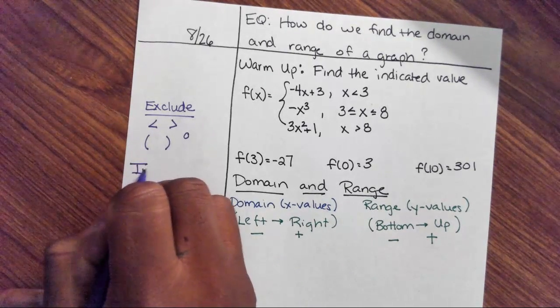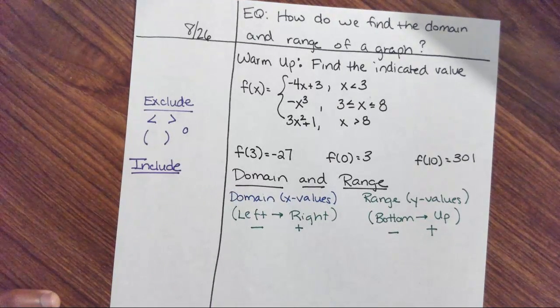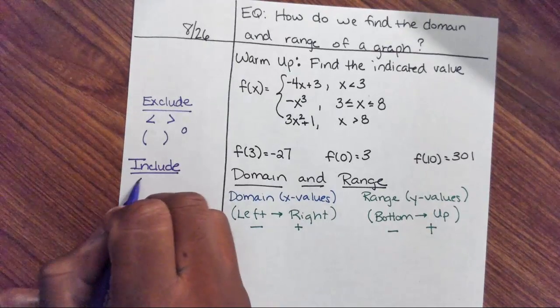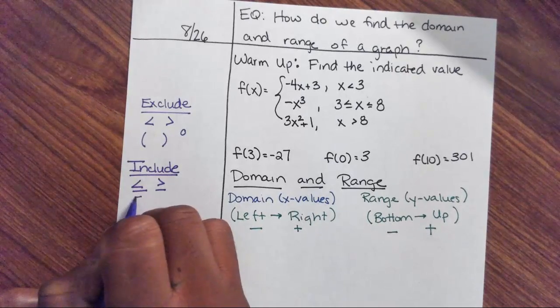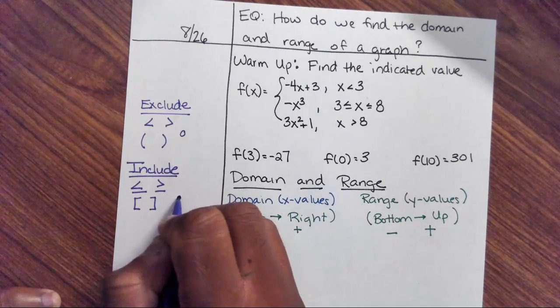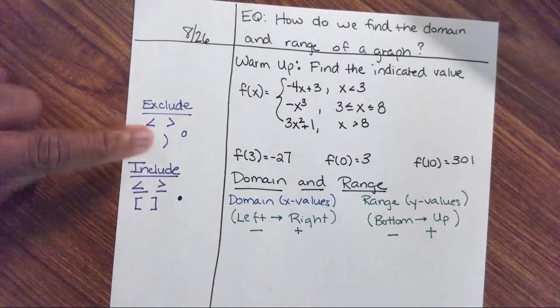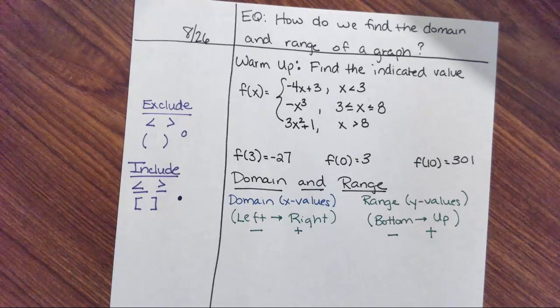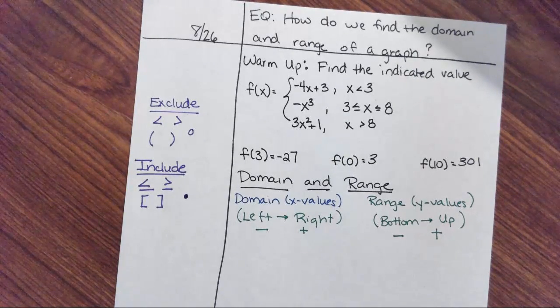We include values when you have these symbols here. So less than or equal to or greater than or equal to. Or you have the brackets. And we show inclusion with the closed circle. So when you look at these graphs, you're going to have open and closed circles. The open circles mean what? Exclude a value, then closed circles mean you are including a value. All right, so let's look at these graphs I gave you. Let's cut those out, please.